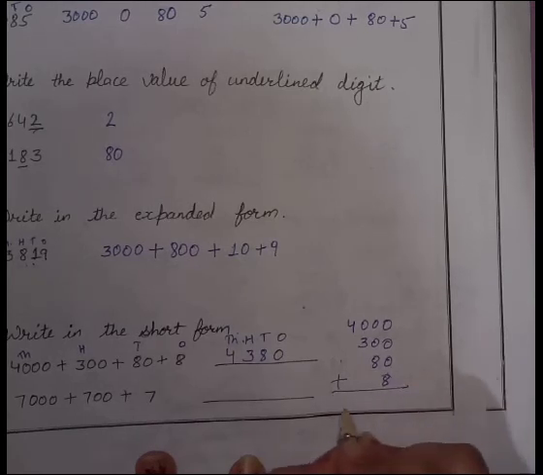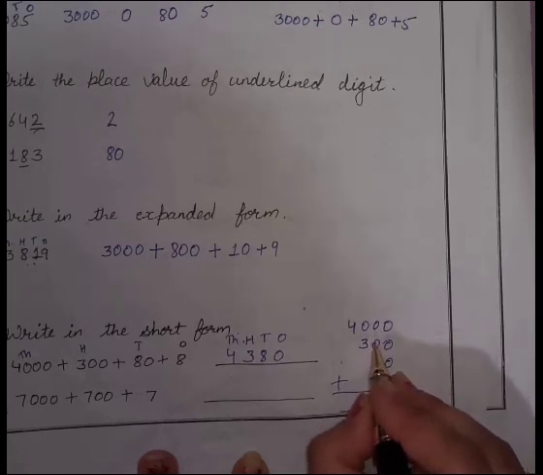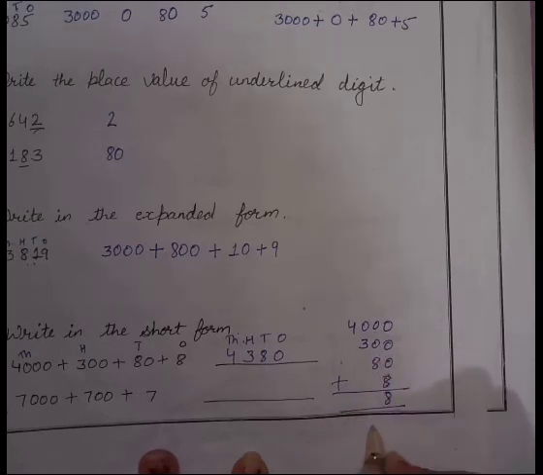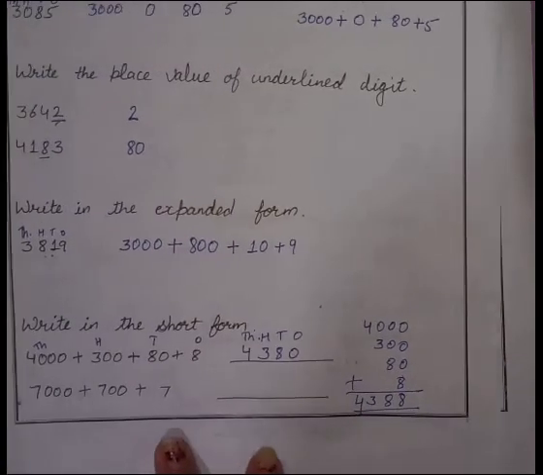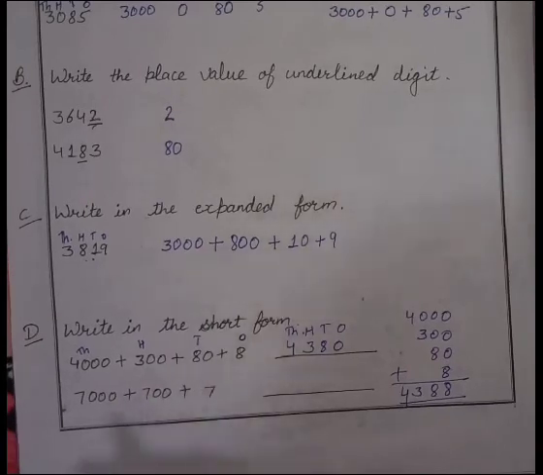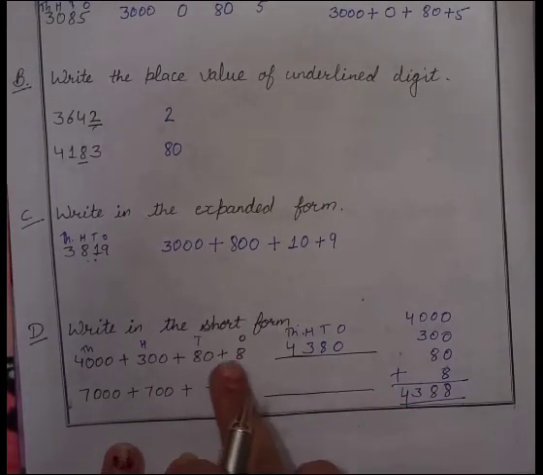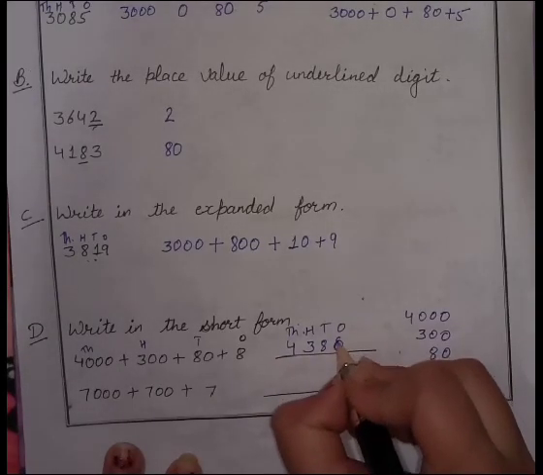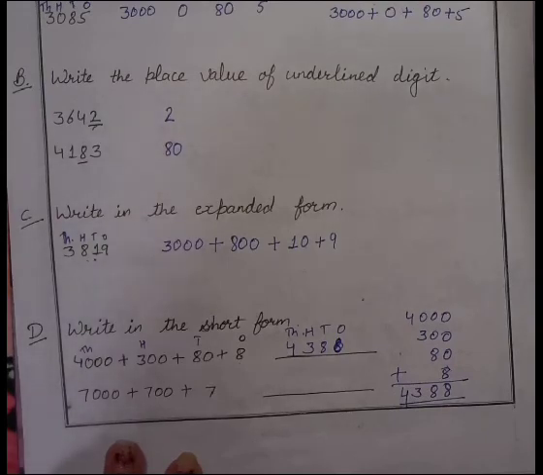4388. Add all these: 0 plus 0 plus 0 plus 8 is 8. 0 plus 0, 0 plus 8, 8. 0 plus 3, 3. 4 ka 4. Okay. Same answer we got. Sorry, here 8 is there. By mistake I wrote 8 here, so 8 will come here. Okay.